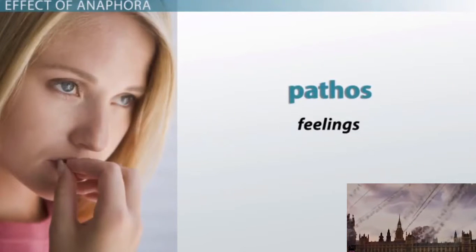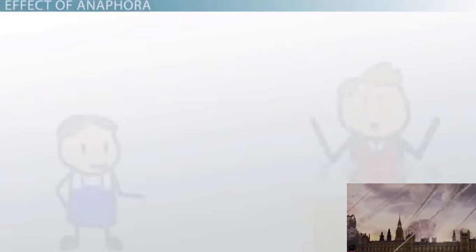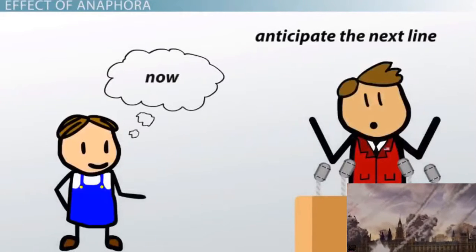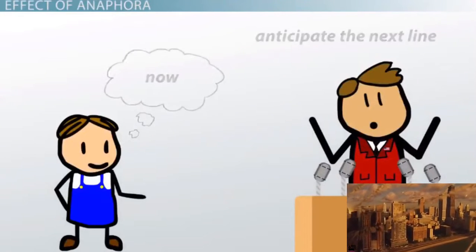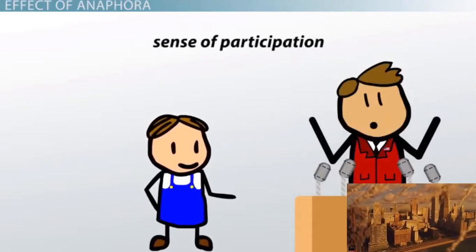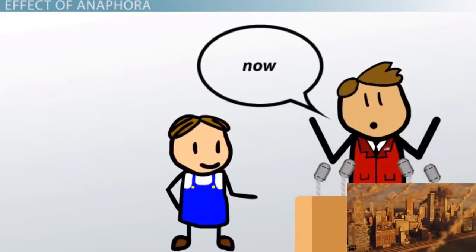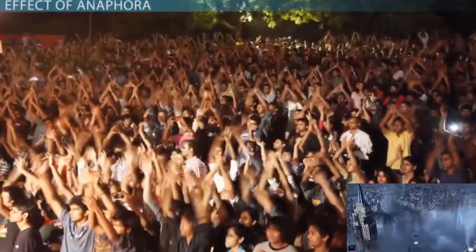Anaphora appeals to the feelings, or pathos, of your audience. By repeating a word or phrase, your readers or listeners start to anticipate the next line. They are drawn into your words through a sense of participation. Because they know what's coming next, they are more receptive to the emotional resonance you are trying to get across.